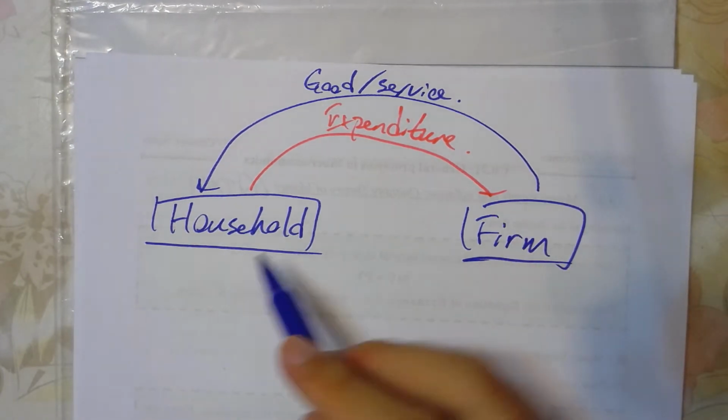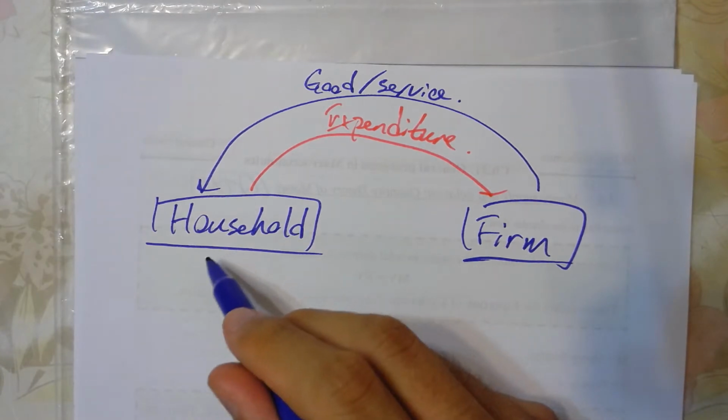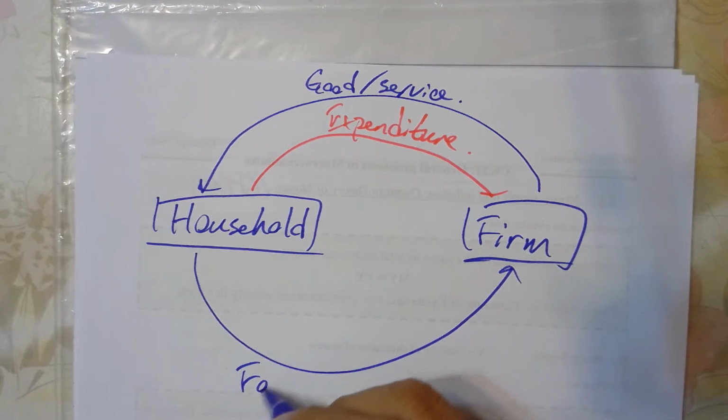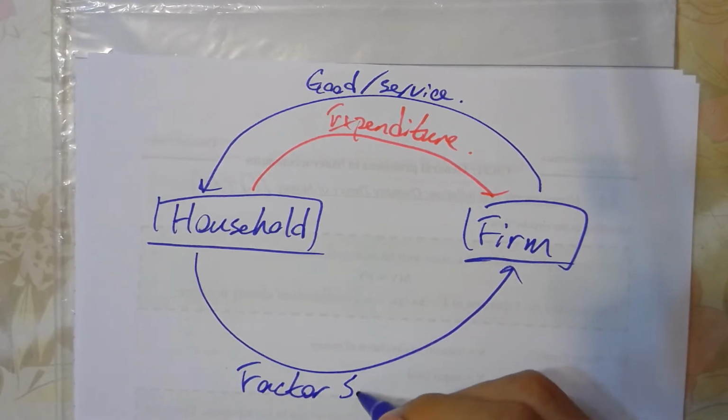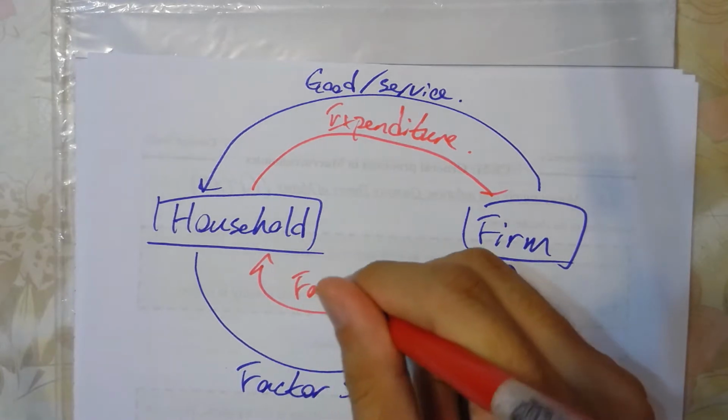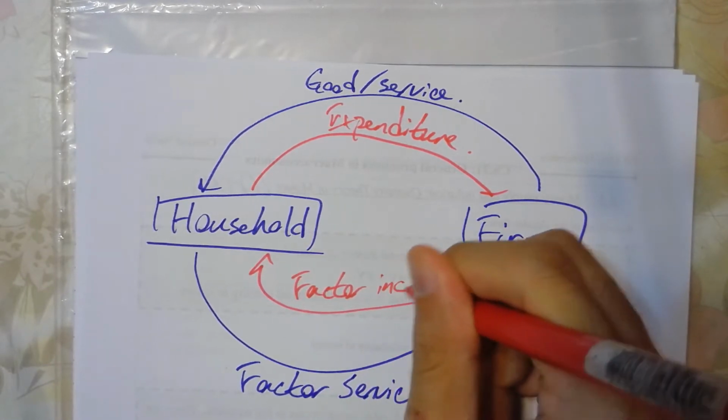Now, second, for completeness sake, this is already enough for our purpose, but for completeness sake, remember, on the other hand, household also would provide the factor service, basically be a worker for firms, and firms would need to pay them back factor income.